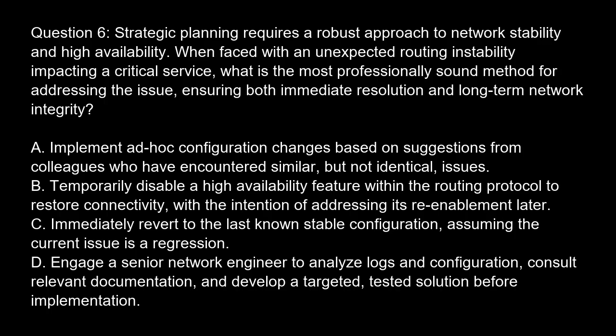Option A. Implement ad hoc configuration changes based on suggestions from colleagues who have encountered similar, but not identical, issues. Option B. Temporarily disable a high availability feature within the routing protocol to restore connectivity, with the intention of addressing its re-enablement later. Option C. Immediately revert to the last known stable configuration, assuming the current issue is a regression. Option D. Engage a senior network engineer to analyze logs and configuration, consult relevant documentation, and develop a targeted, tested solution before implementation.